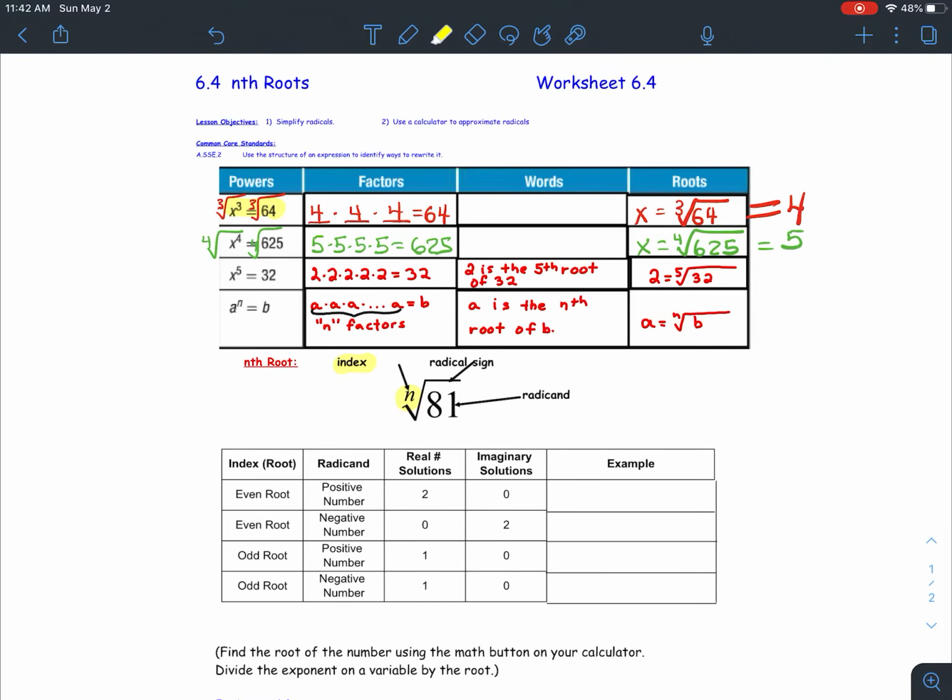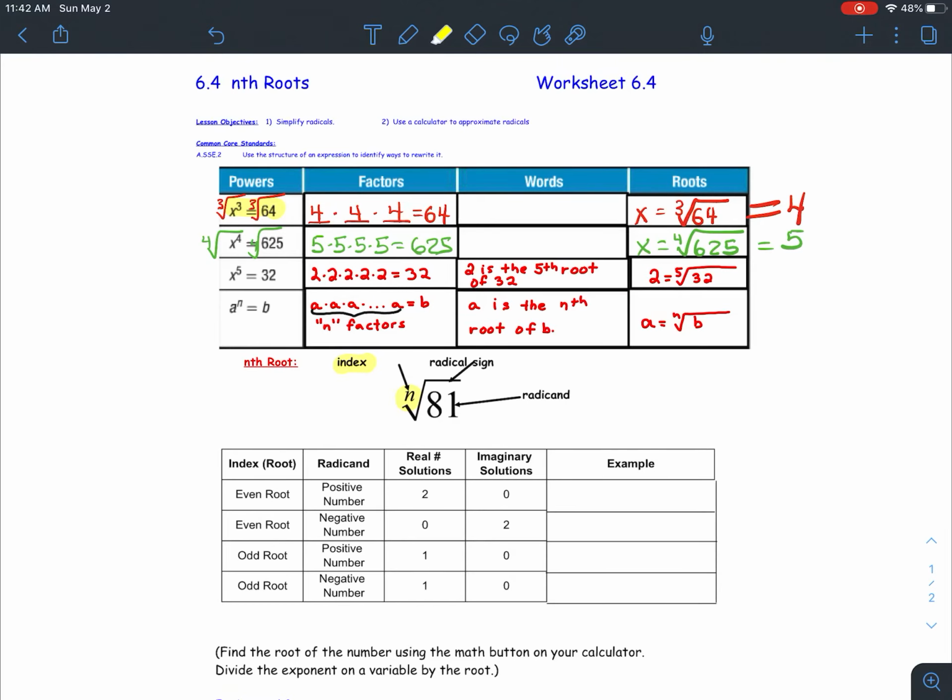Now, it's been a little while since we've talked about imaginary solutions, but I want to look at that situation first. That is actually this second row here in the table. You'll notice that when you take the even root of a negative number, your answer is actually 2 imaginary solutions. You have 0 real number solutions.